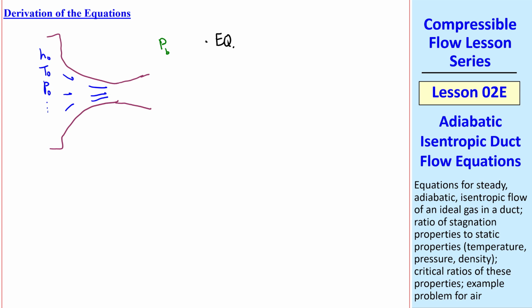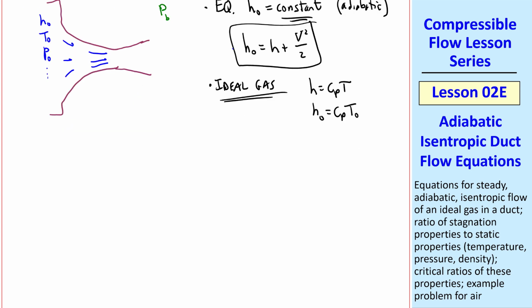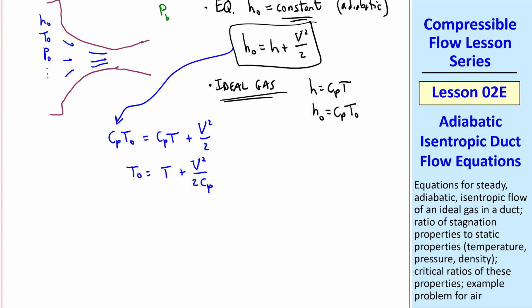The main equation for this kind of flow is that H0, the stagnation specific enthalpy, is constant, since we're assuming well-insulated adiabatic flow here. And recall that H0 is H plus speed v squared over 2. For an ideal gas, H equals CPT and H0 equals CPT0. So this equation becomes CPT0 equals CPT plus v squared over 2. And dividing through by CP, we have T0 equals T plus v squared over 2CP.